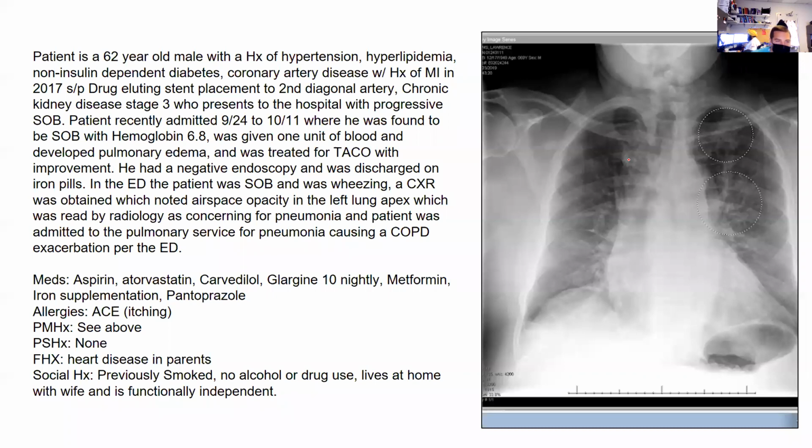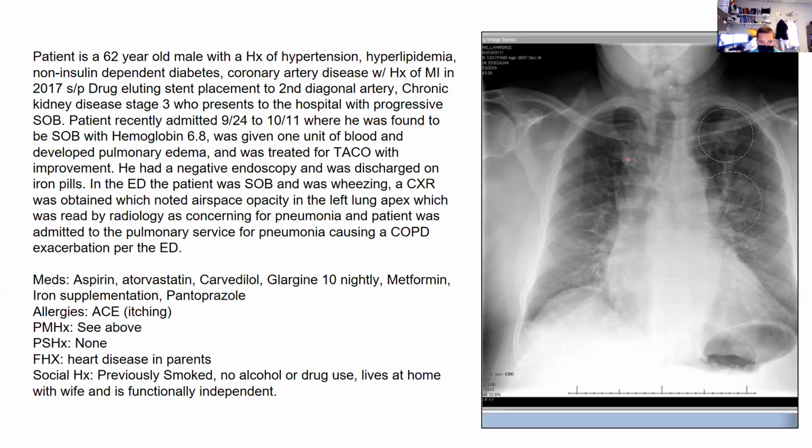He had a history of MI in 2017. He had a drug-eluting stent to the second diagonal, and chronic kidney disease, stage 3. He presents to the hospital with progressive shortness of breath. He was recently admitted about 2 or 3 weeks ago, where he was found to be short of breath on admission. He had a hemoglobin of 6.8 at the time, so he was given 1 unit of blood. He subsequently developed TACO. He was treated for that and improved, had an endoscopy that was negative, and was discharged on iron pills. He was found to have iron deficiency anemia.